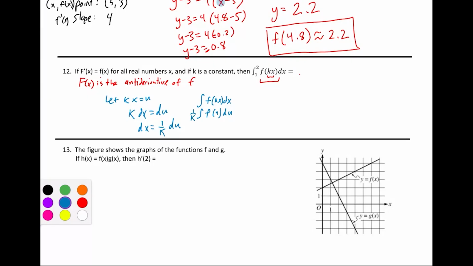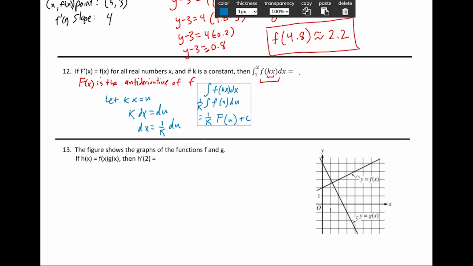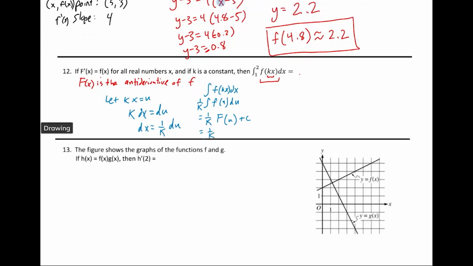And so the antiderivative of little f is big F. So this is going to equal 1 over k big F of u plus c. Now in this case, u is the kx. So we'll have 1 over k. Maybe I should move this up. 1 over k big F of kx plus c. So that's the set of antiderivatives.